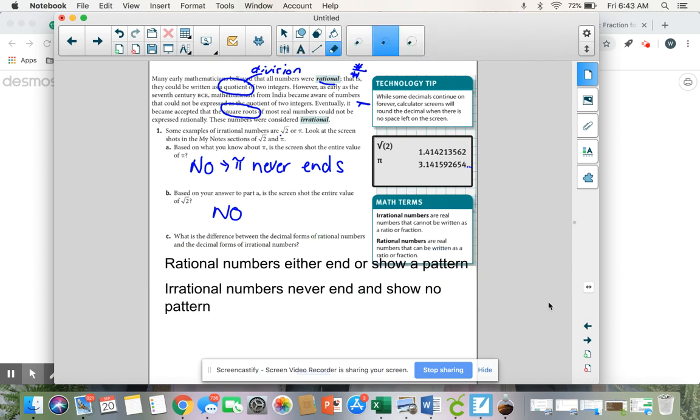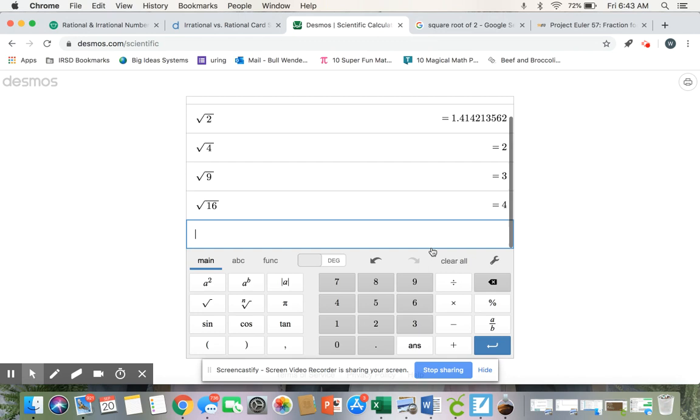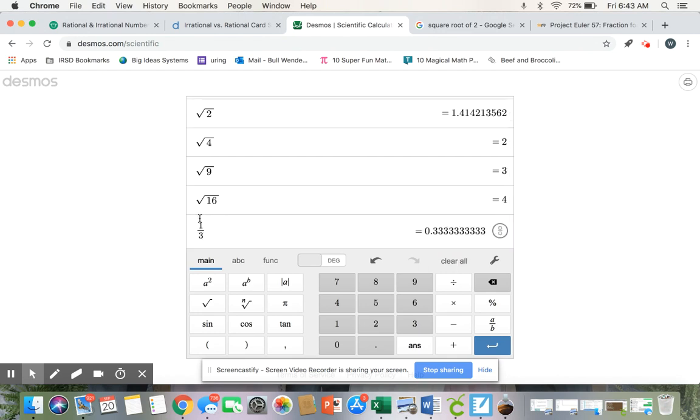So let's look at 1/3, for example. So when I say show a pattern, 1/3, this number right here is written as a fraction. It has a quotient. It's written with that little division or fraction symbol. It also never ends. It's also something that the calculator cut off. But I can predict every number after this one. Every number after this one is going to be 3.